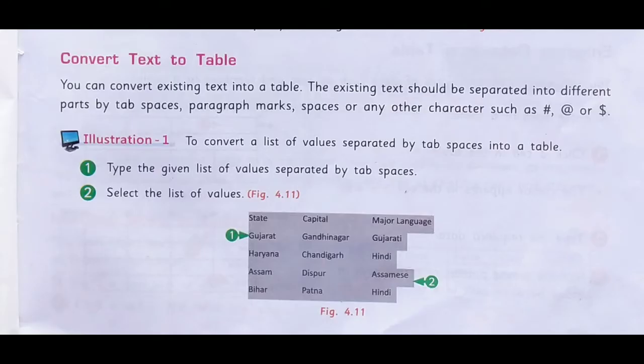Convert text to table. You can convert existing text into a table. The existing text should be separated into different parts by tab spaces, paragraph marks, spaces or any other character such as hash or dollar. Illustration 1. To convert a list of values separated by tab spaces into a table, type the given list of values separated by tab spaces. Then select the list of values. You can find it in figure 4.1.